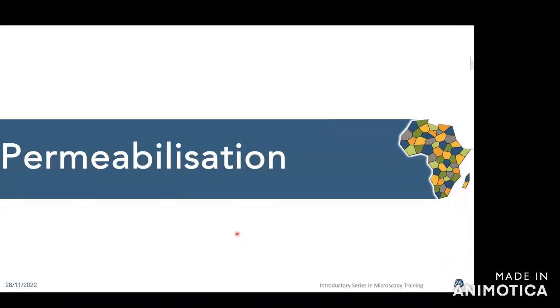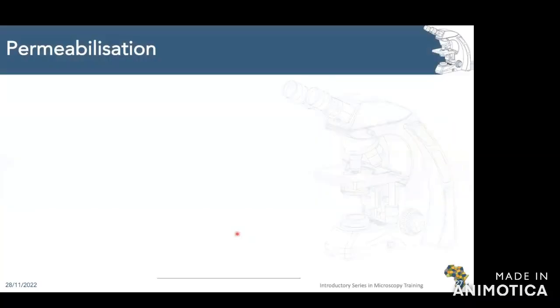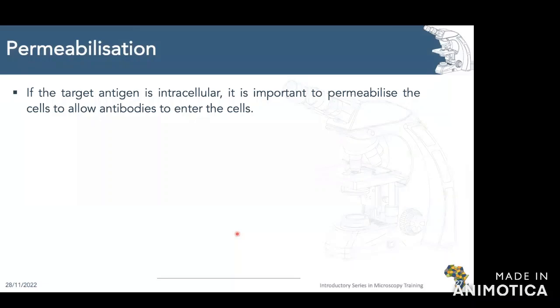All right, so let's talk a little bit about permeabilisation. We've now fixed our samples. Everything is in its lifelike state where we want it to be. And now we need to access whatever it is we want to image. So permeabilization is really important, especially if your target is intracellular. So if your antigen is subcellular, you're going to need to punch holes into the membrane so that whatever it is that you're using can enter the cell.